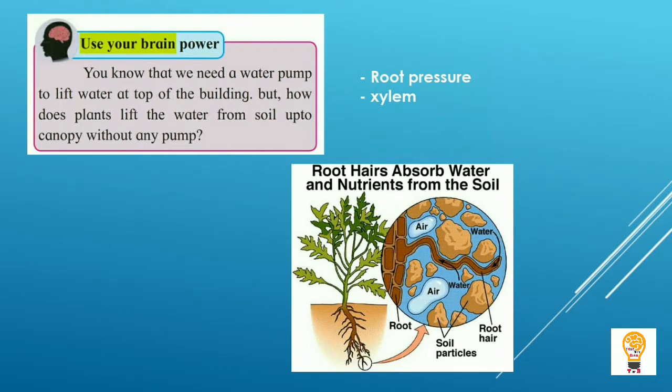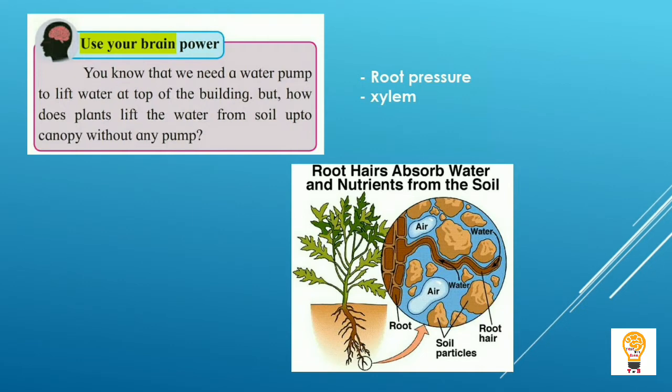So let us discuss this today in detail, which force or condition helps in this. As we have studied in 9th standard, let us revise it. Root hair absorbs water, which passes through the root and then the stem and finally reaches all the leaves. In this way, all the leaves get water. This we have already learnt earlier. But then the question arises, is there any pumping system or any mechanism which does all these things?